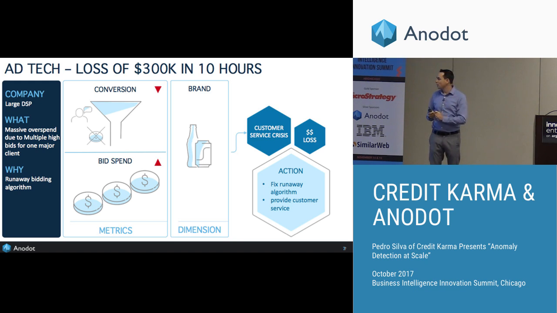So basically, what happened is that all the money of the client was invested wrongly, and they needed to later on, after they found it only 10 hours after the fact, compensate the customer for this $300,000. So this is a major loss. And the anomaly is very clear, but it was at a very low granularity, only on a specific advertisement code, only on a specific client, so no one saw that.